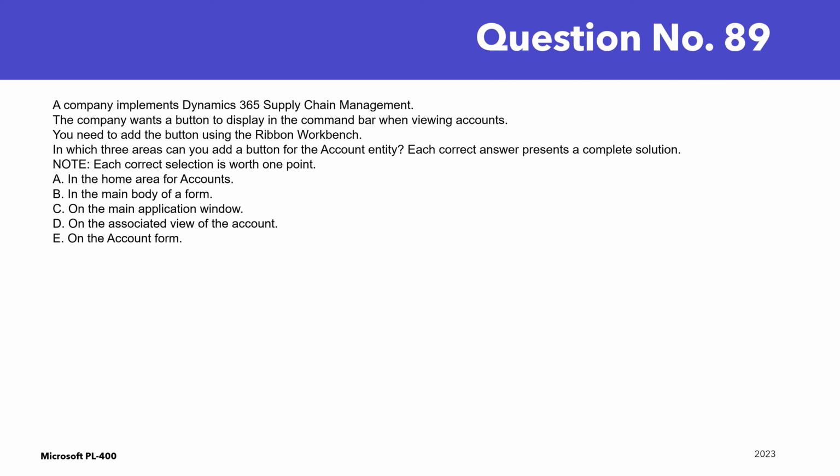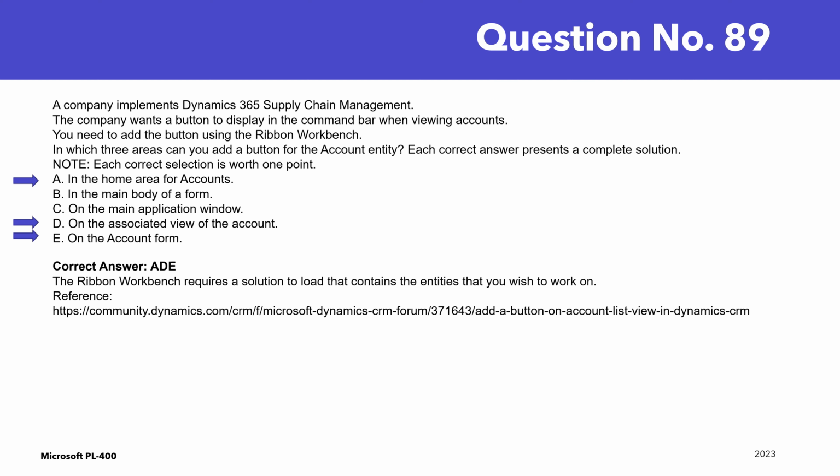A. In the home area for accounts. B. In the main body of a form. C. On the main application window. D. On the associated view of the account. E. On the account form. Correct answer: A, D, E.